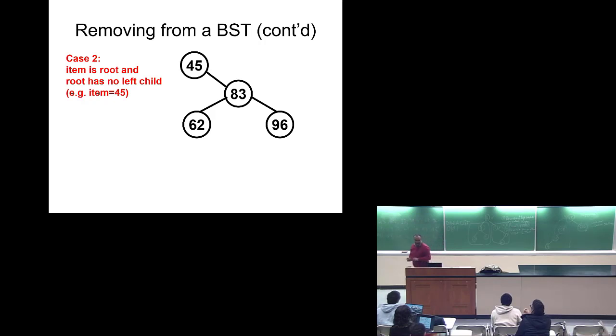Case 2 is interesting, right? In case 2, what do we have? Item is a root and root has no left child, like 45. What should we do? Okay, you are saying we should go to the right, and what to do on the right? You don't need to go anywhere. Just set the root to this one. It's a simple case, kind of treated as a corner case.